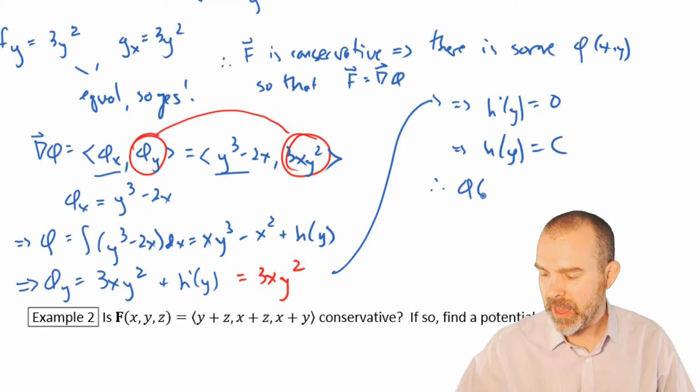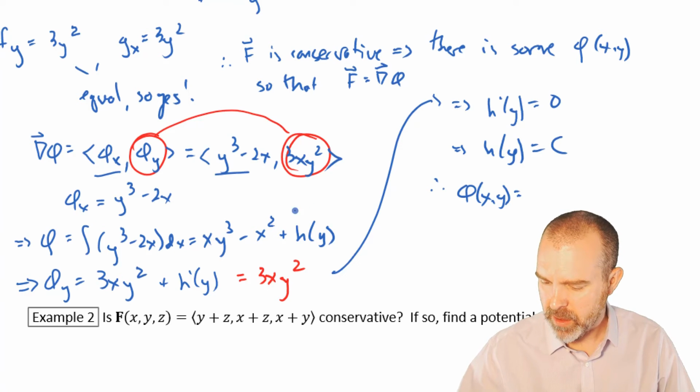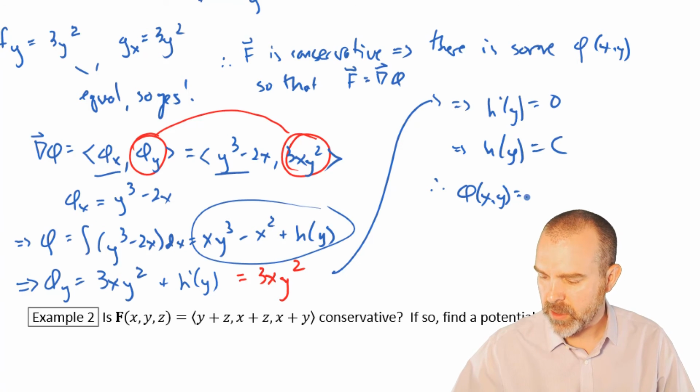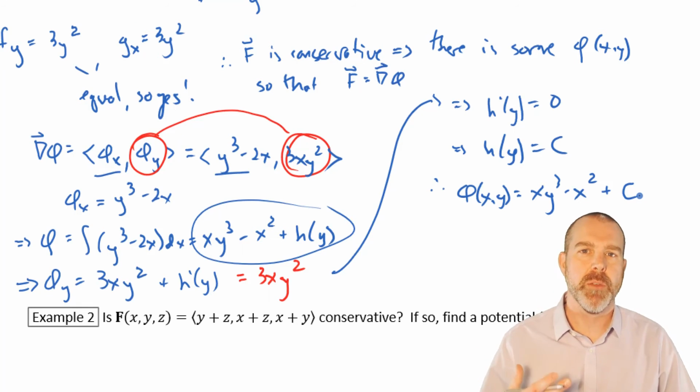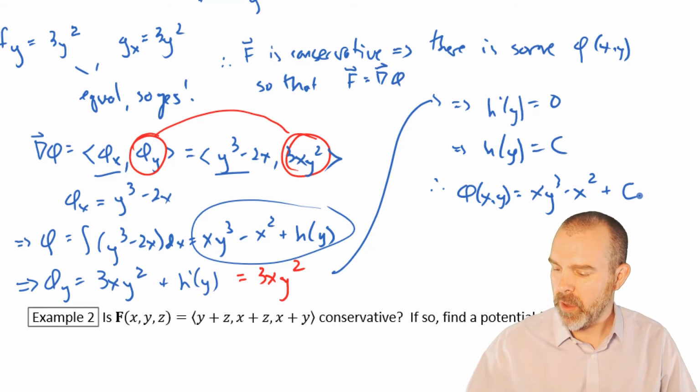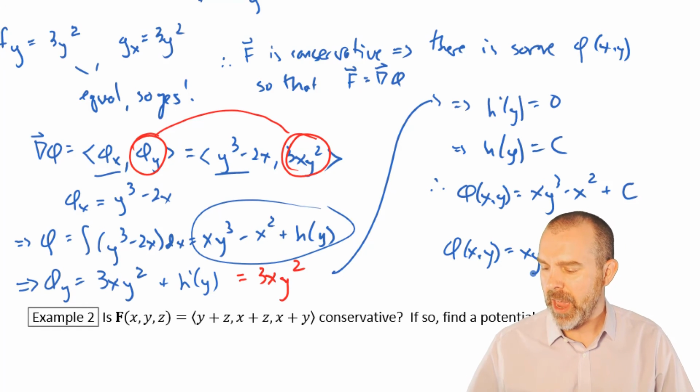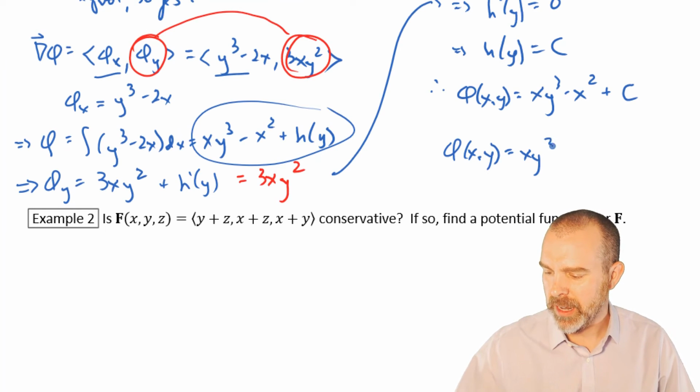We have phi as a function of x and y must be equal to, and we had it over here, x y cubed minus x squared plus maybe some arbitrary constant. And typically in these cases, for the purposes that we have, the constant is going to be irrelevant. And so what we're going to do is we will typically just give one example, one particular phi, and we usually use the one where the constant is 0.